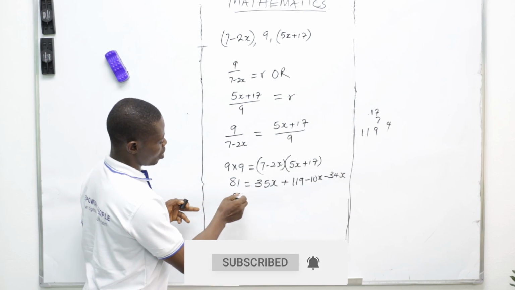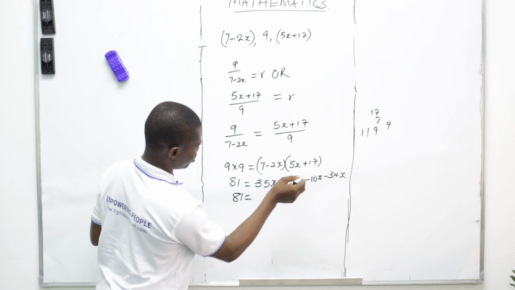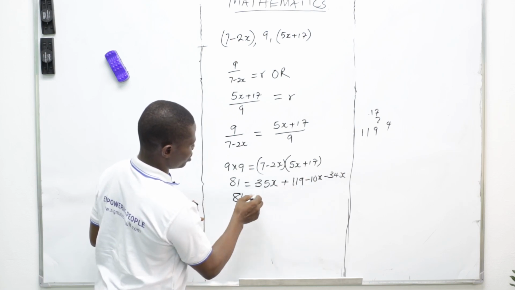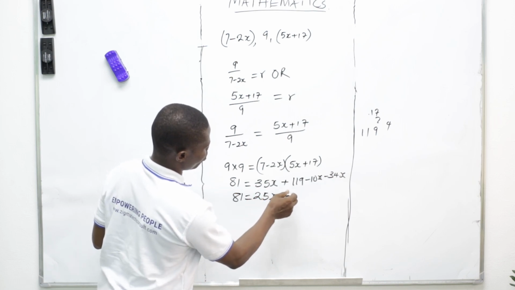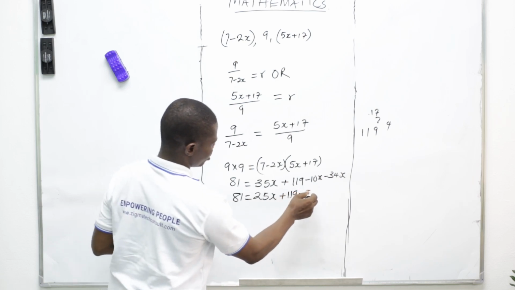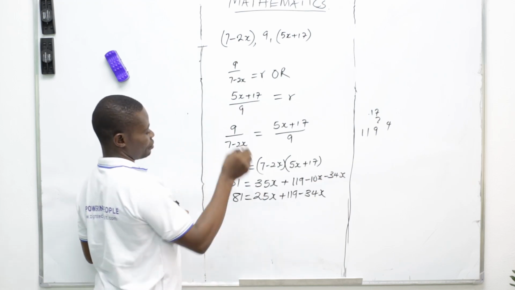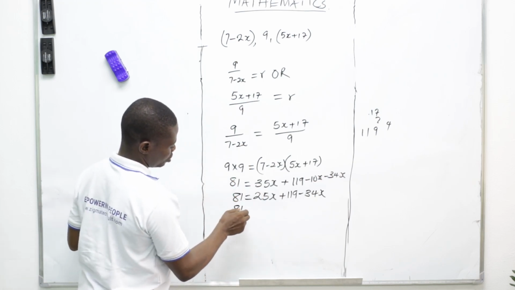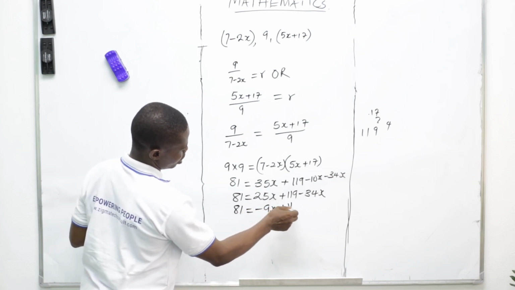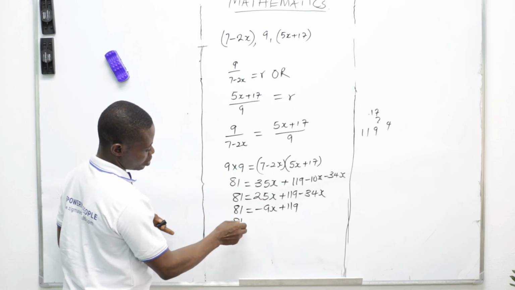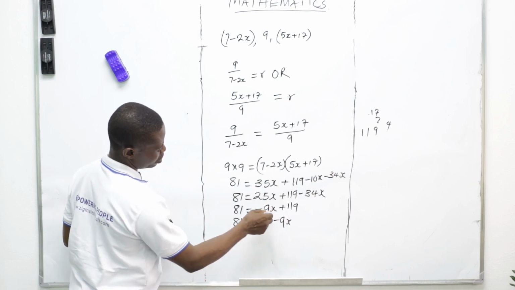Okay, 81 equals 35x minus 10x. That is 25x plus 119 minus 34x. 25x minus 34x will give us minus 9x plus 119. Then 81 minus 119 equals minus 9x.